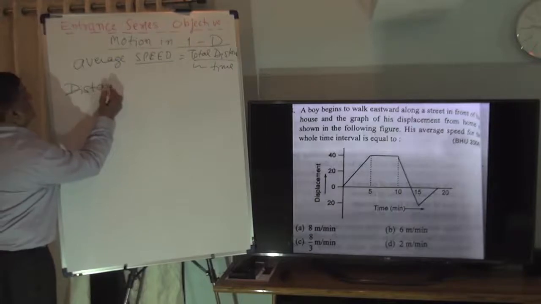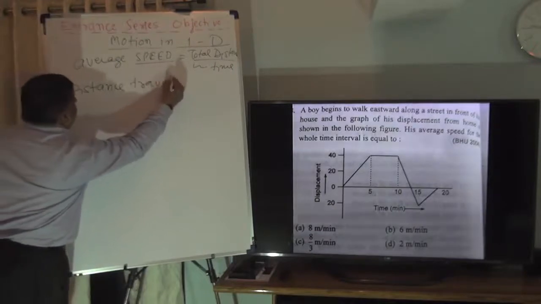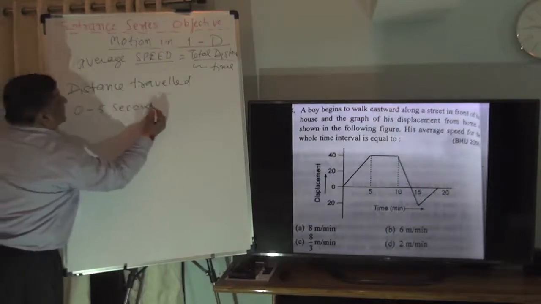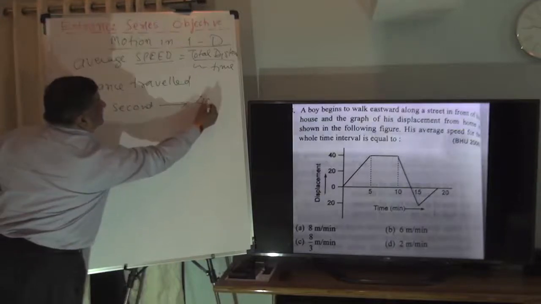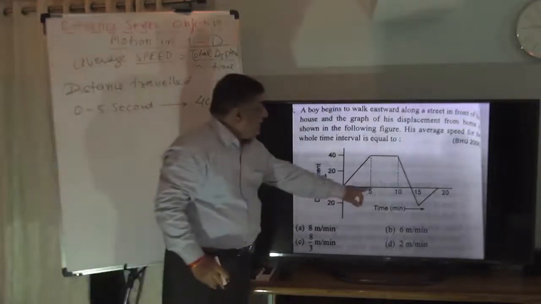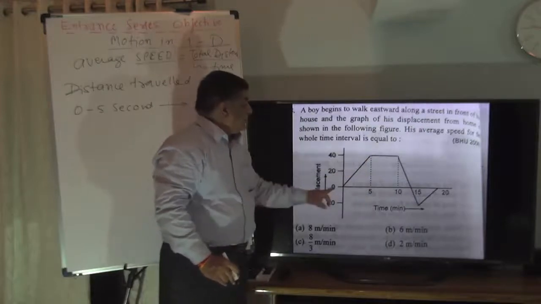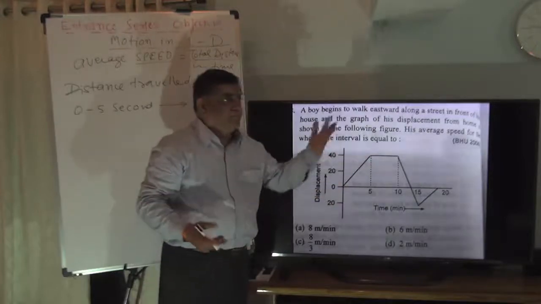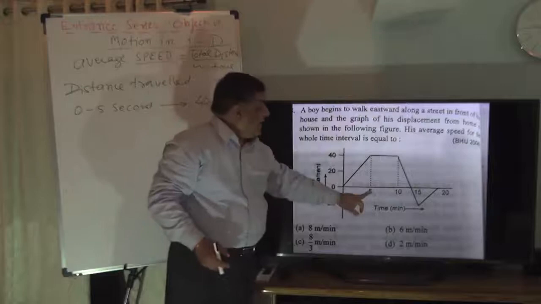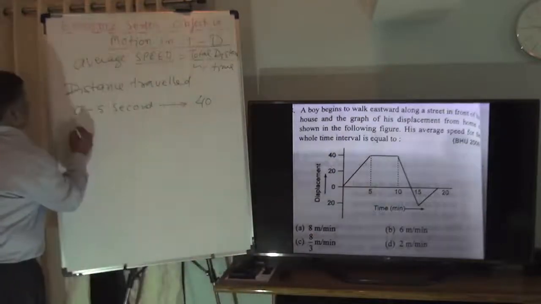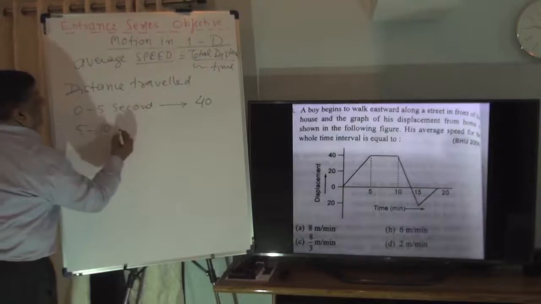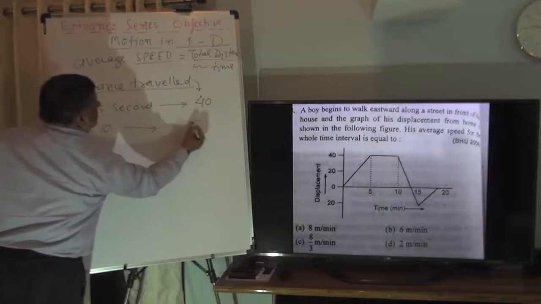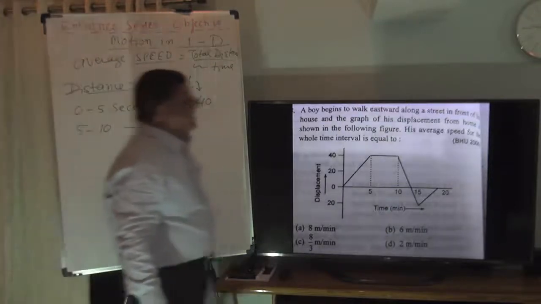So distance travelled. From 0 to 5 seconds, the distance travelled is 40. Why? Because at 5 seconds he is at the position 40, and at 0 seconds he is at the position 0. So how much has he travelled? 40. Of course, that is why he has reached 40. And from 5 to 10 his position is the same. No change in position. So distance travelled is how much? 0.